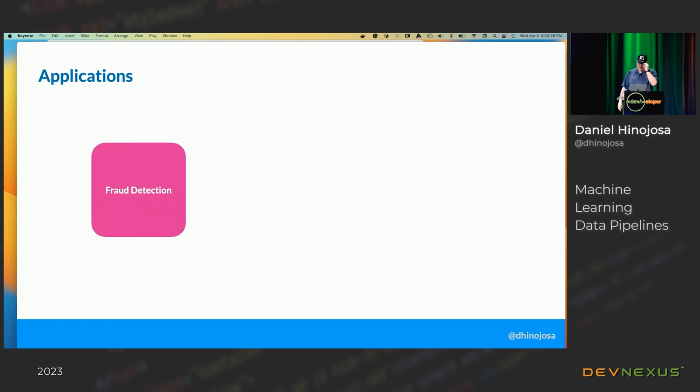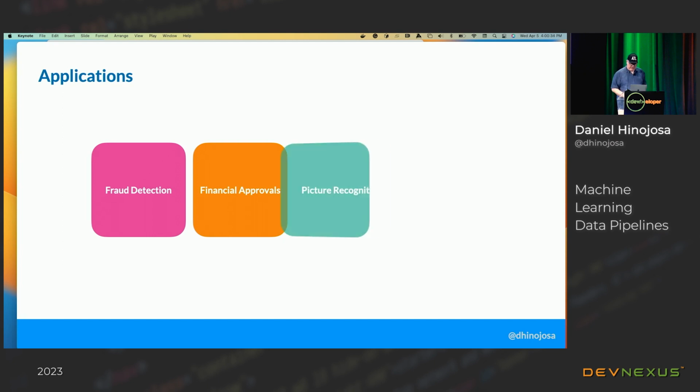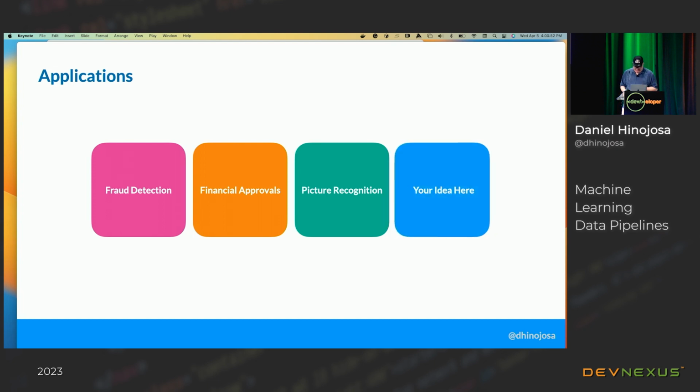All right, so as far as machine learning applications, there are lots of different things that we could do, like fraud detection, financial approvals, like a credit card application. Picture recognition, although that does come with some legal implications, particularly when your civil rights are threatened. It depends how you want to use it.